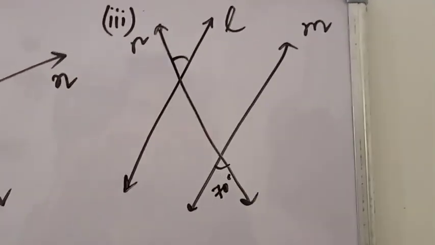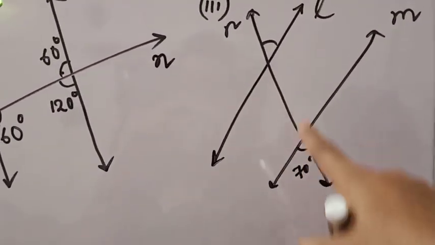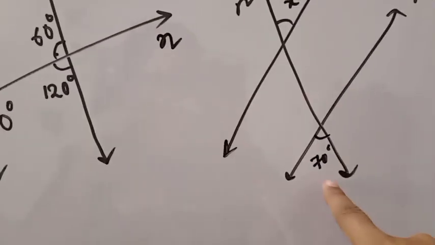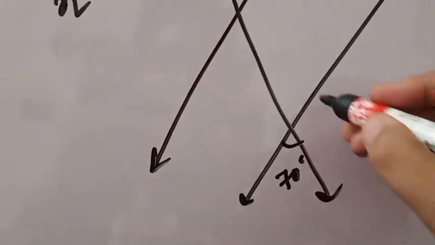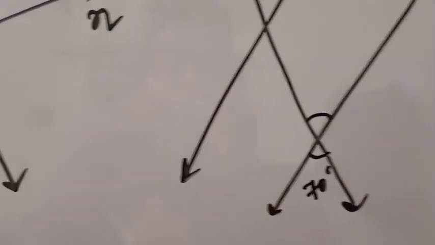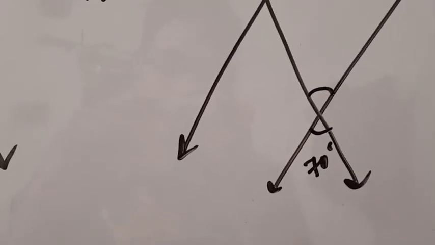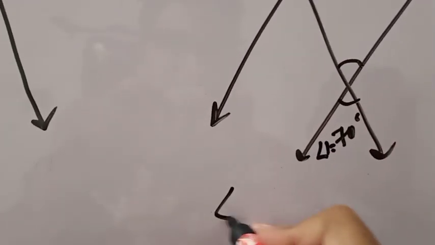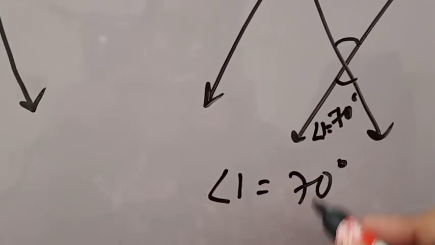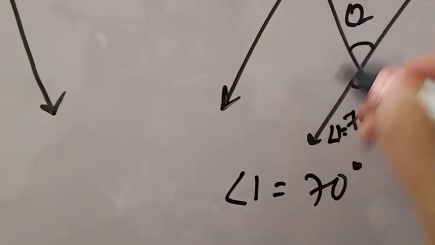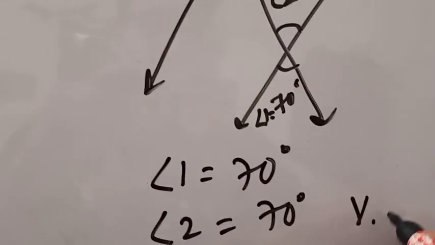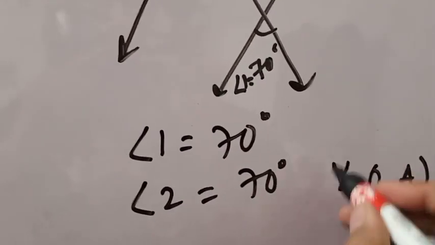Number 3, see that this angle is given 70 degree and you have to find this x. So now this angle 70 degree and this angle are vertically opposite angles. If I write angle 1 equals 70 degree, and if this is 2, then angle 2 is also 70 degree. Why? Because vertically opposite angle.